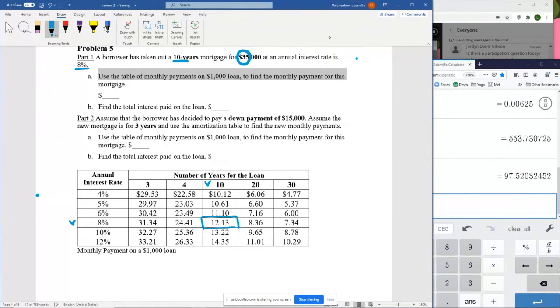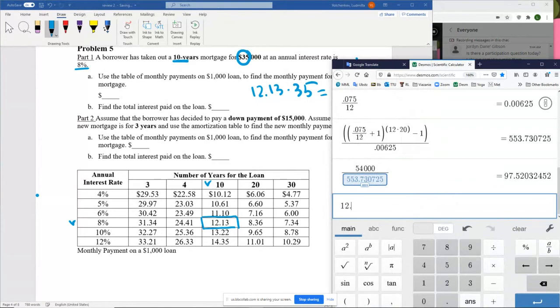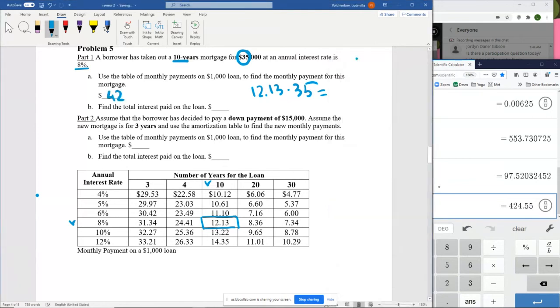So we pay 12.13 for 1,000. So we will pay 12.13 times 35 for 35,000, and that's all. 12.13, we don't need any other formula, times 35. This is the regular payment, 424.55. And the second question: find the total interest paid on the loan.